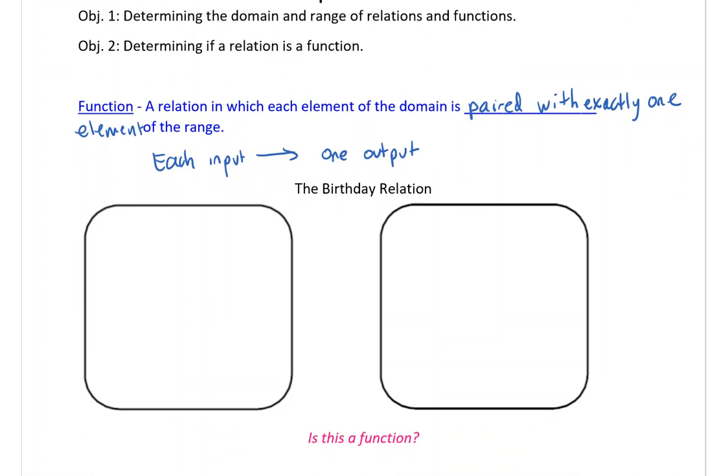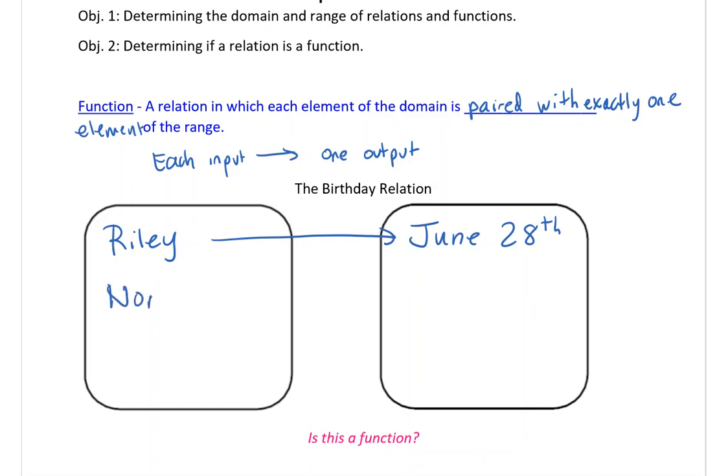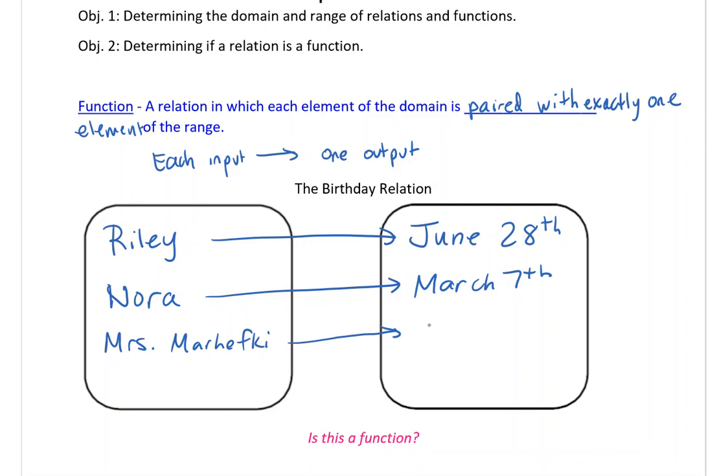The birthday relation is if you're listing out different people's birthdays. So I'm going to use my kids' birthdays. So Riley goes to June 28th. Laura goes to March 7th. So right now, does this look like it's a function? Yes, each input is going to only one output. Here, I'll even put mine. Mrs. Mahesky goes to October 31st. Real true story.